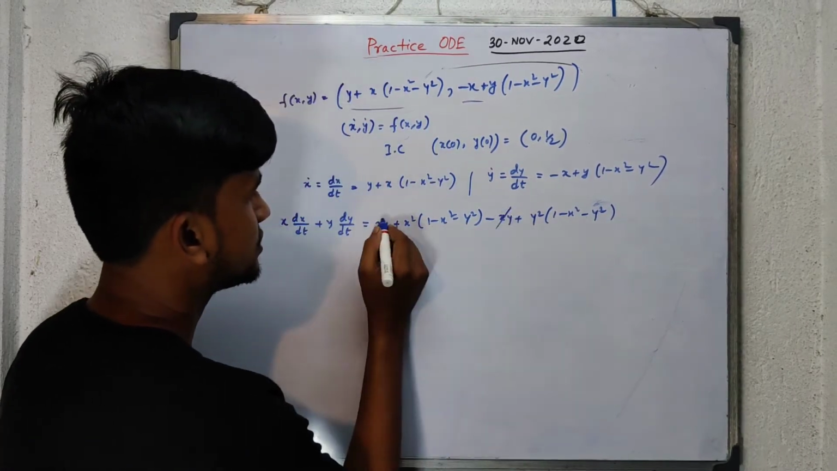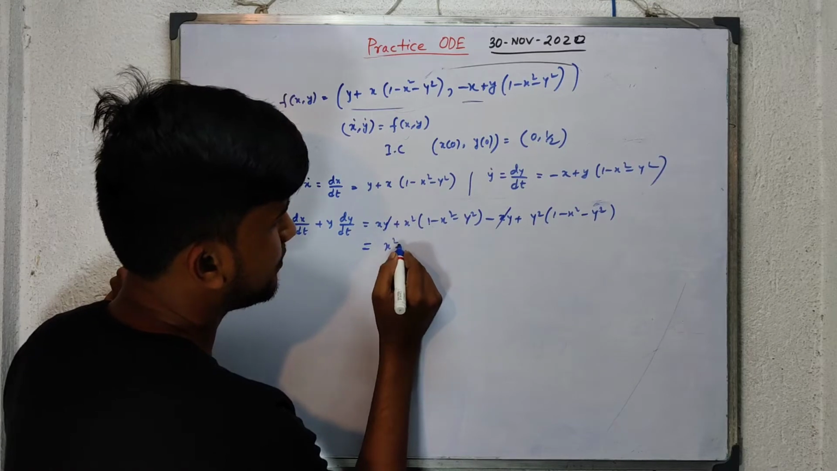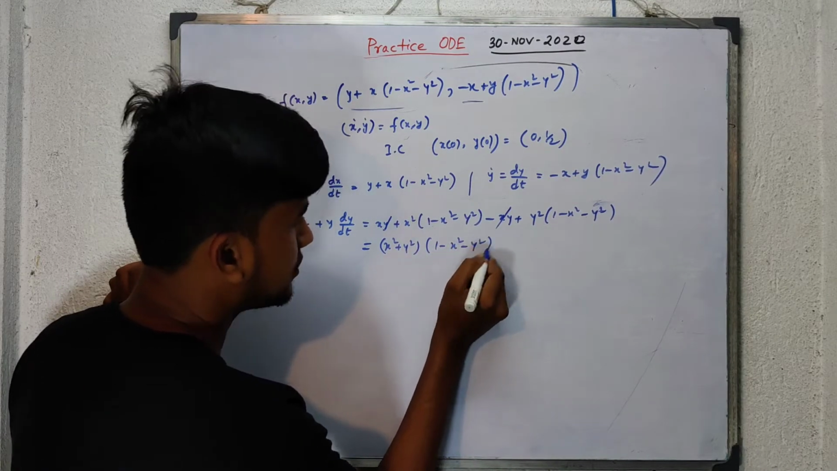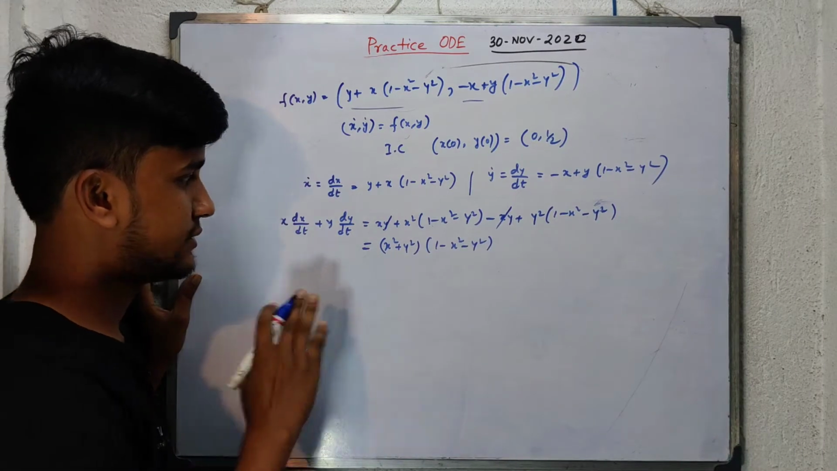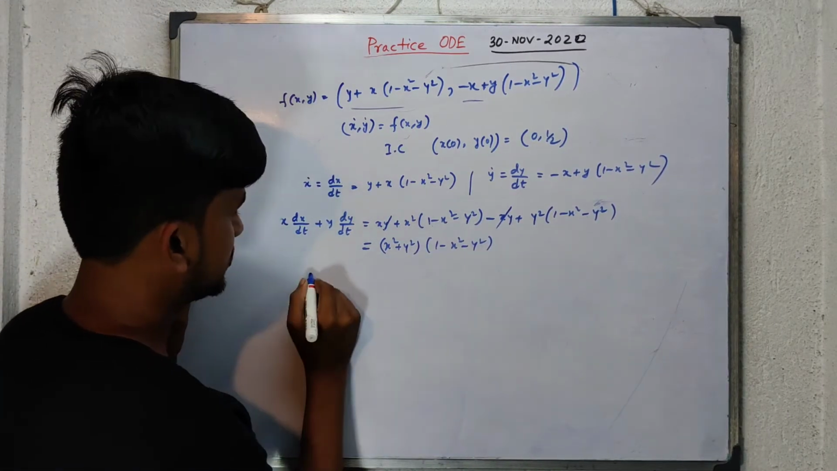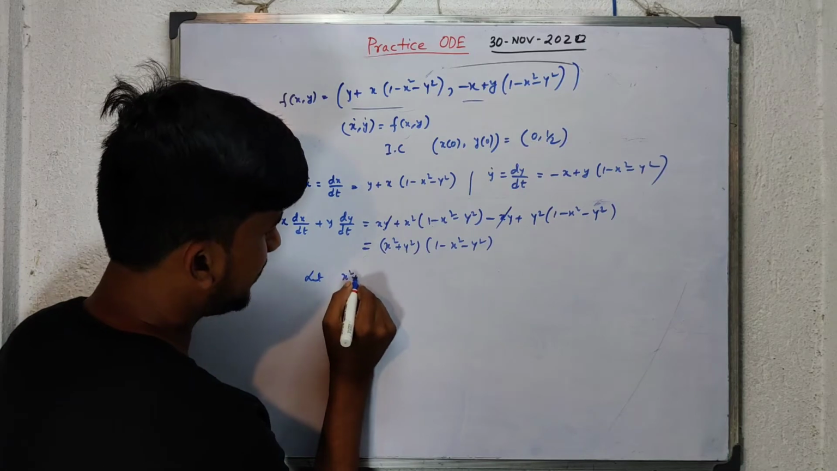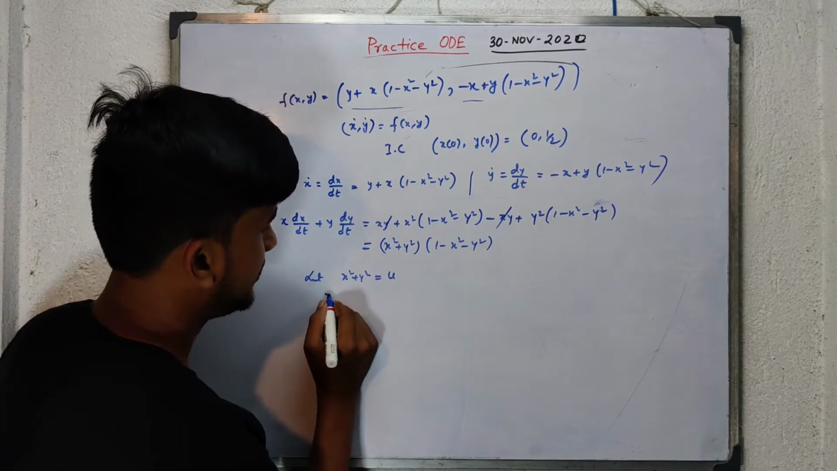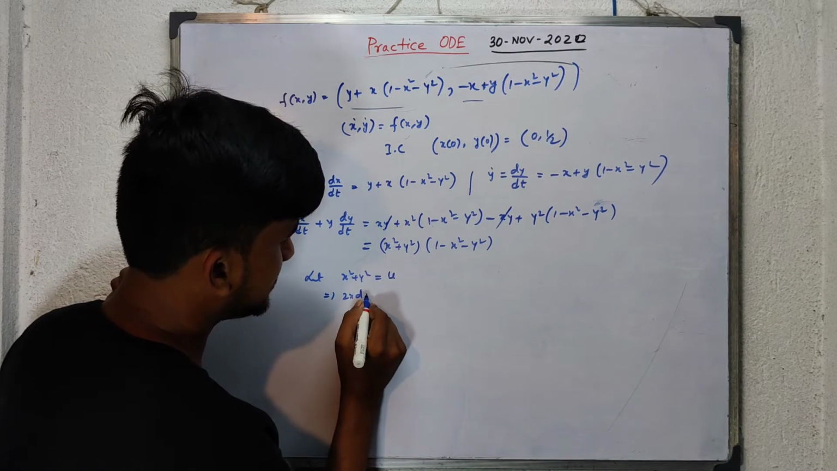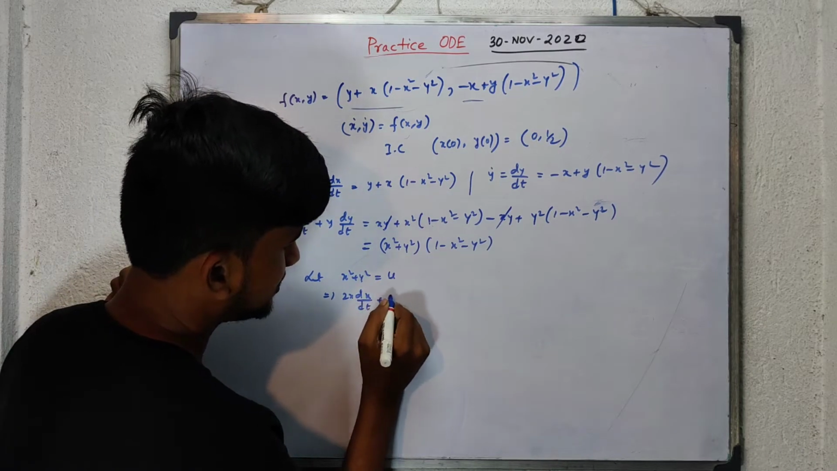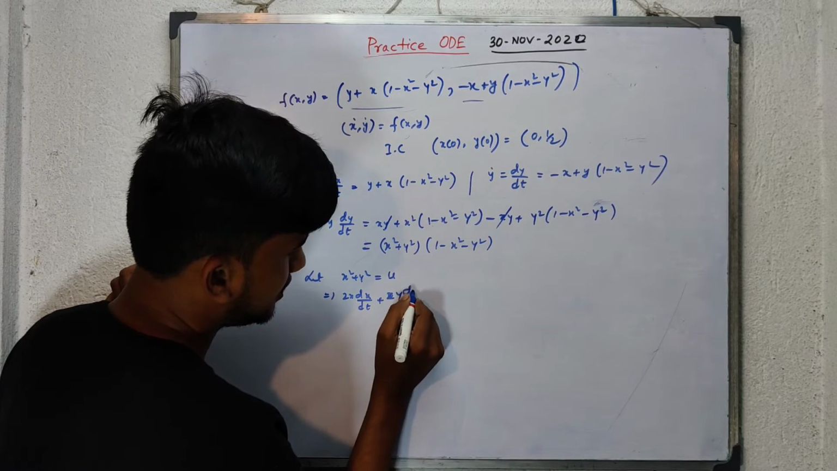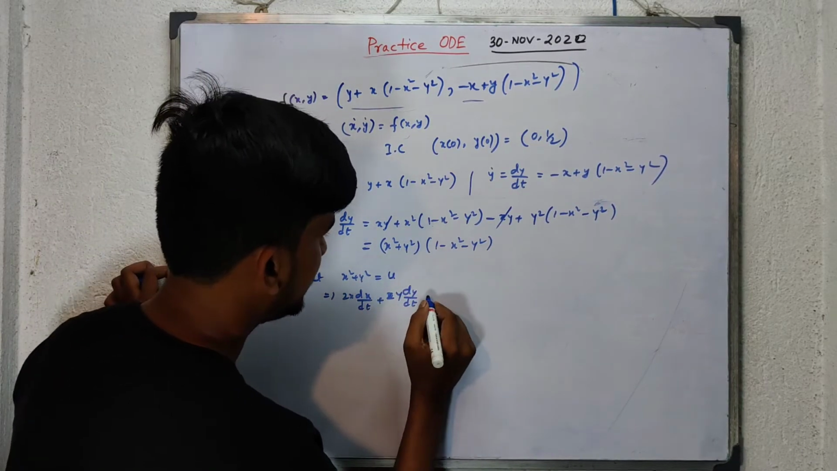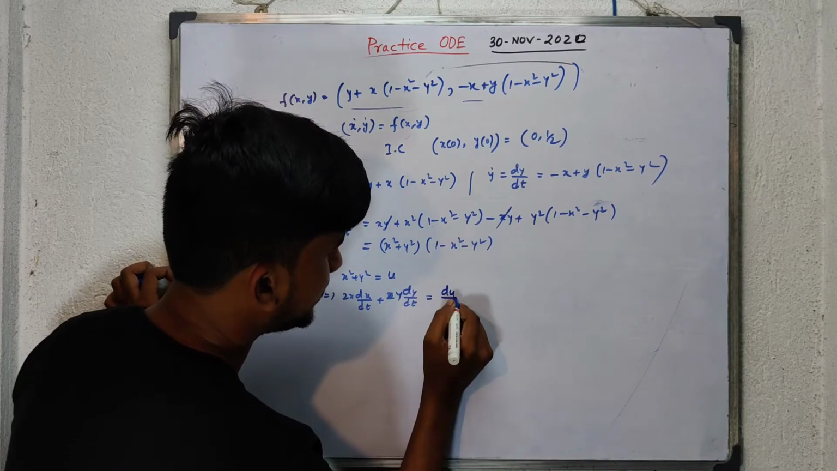Okay, so these two terms cancel, so we get x square plus y square into 1 minus x square minus y square. Okay, so this is the general term. Now let us suppose x square plus y square is equal to u, another variable. So this gives 2x dx/dt plus 2y dy/dt, which is equal to du/dt.